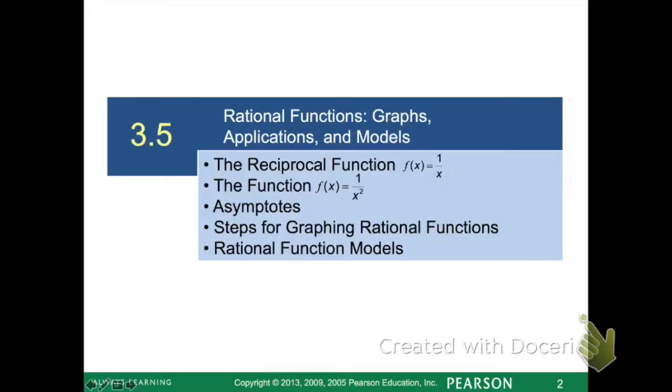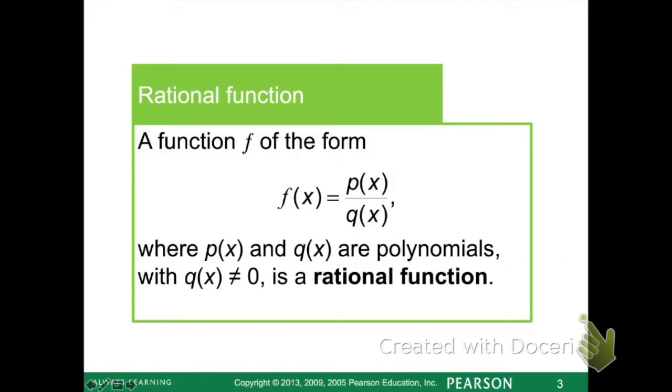Section 3.5, Rational Functions. We're going to start off by defining rational function. A rational function is a function f of the form p of x divided by q of x, where both p of x and q of x are polynomials. So remember, another word for rational is just fraction. So this is a fraction with polynomials in the top and the bottom.